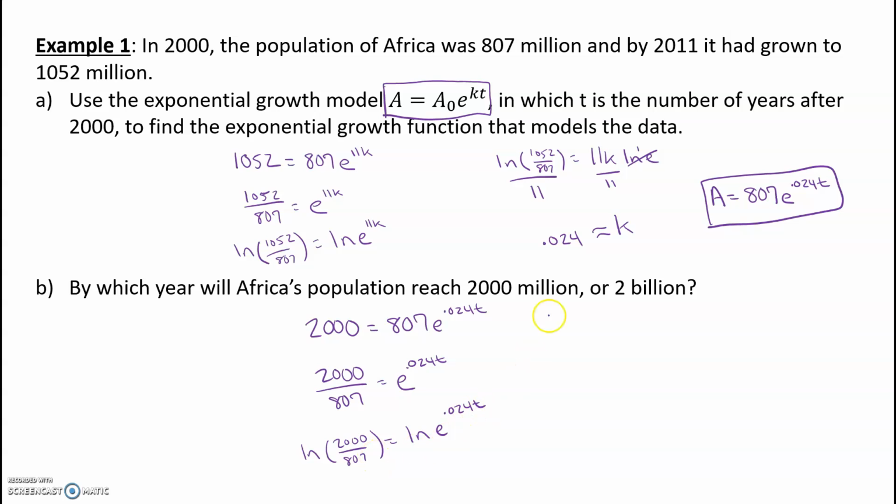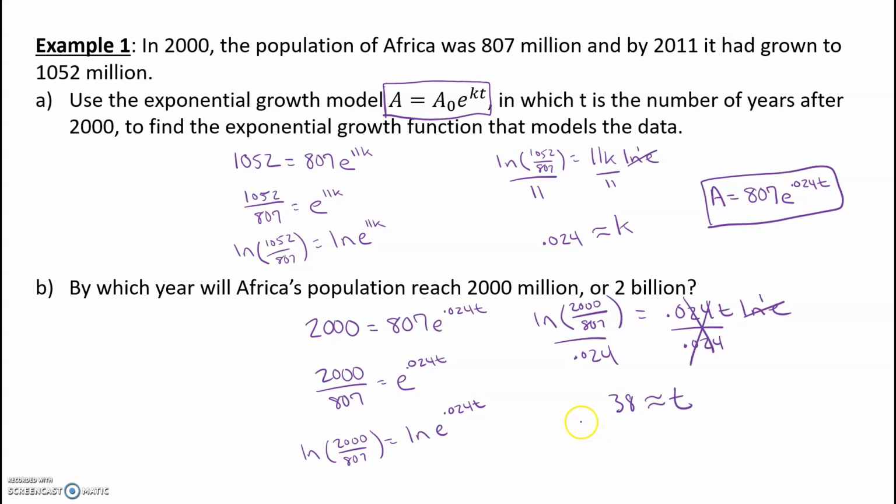All right, so we took the natural log of both sides. We're going to use our power rule. So natural log of 2000 equals 0.024t times the natural log of e. Again, e to what power is e? Natural log of e is just 1. So we're going to divide by 0.024. And it's your calculator's time to shine. So I got 38 years.